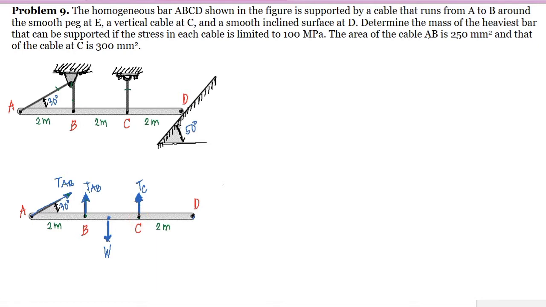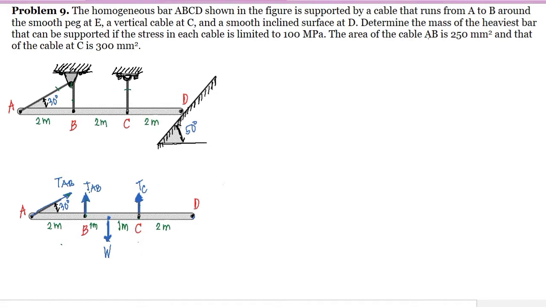So, the weight of the bar must be acting at the midspan. Since we have here a total of 6 meters, meaning 3 meters on the left and 3 meters on the right. And we have here 1 meter and 1 meter. So, that would be 3 meters on the left side of W and 3 meters on the right side of W.